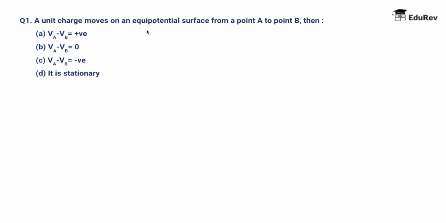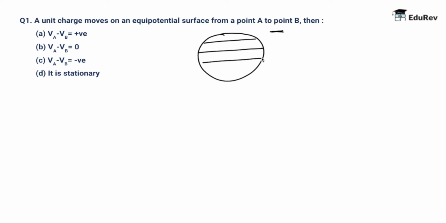A unit charge moves on an equipotential surface from point A to B. Then which of the following is correct? Before solving this question, let's draw an equipotential surface. So these are the equipotential lines, and suppose there are 2 points A and B. So the potential at A is going to be VA, whereas potential at B is going to be VB. Now in an equipotential surface, VA is equal to VB, hence it's shown in the figure.